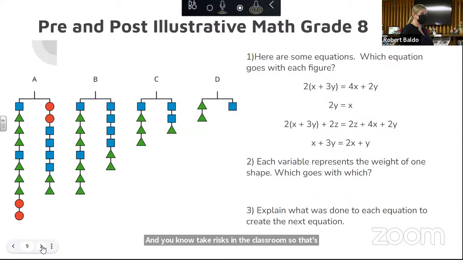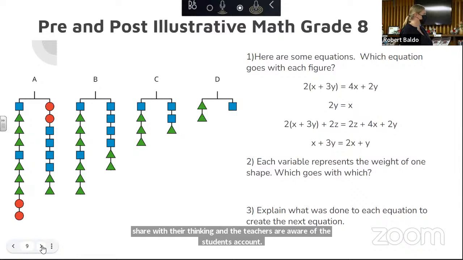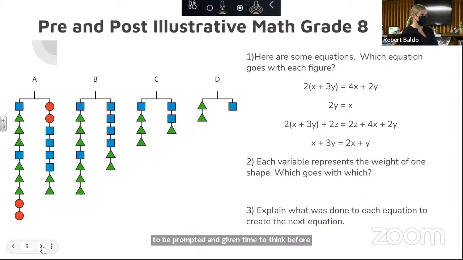And teachers have a lot of tools to overcome social anxiety that kids might be dealing with. There are technologies that you can use to have students report anonymously and share them. The kids get really excited about that. Or on a voluntary basis, kids can share what they're thinking. And the teachers are aware of the students' accommodations. And sometimes it'll say in there, the student needs to be prompted and given time to think before they respond. So teachers are aware of that and they take that into consideration. Thank you.